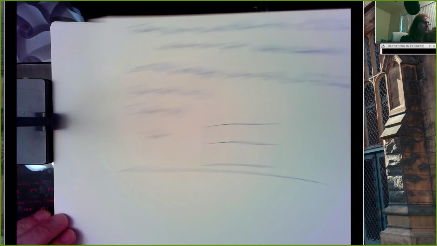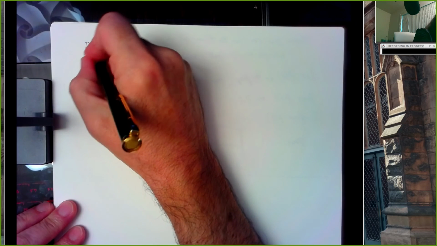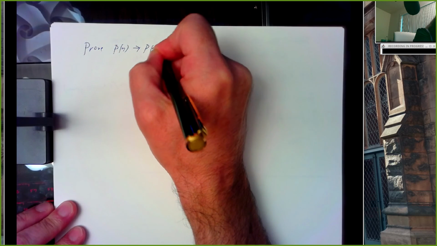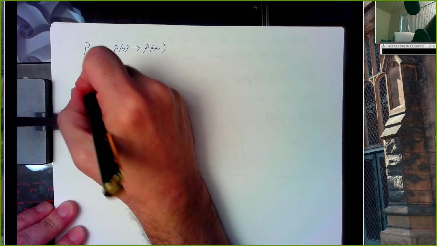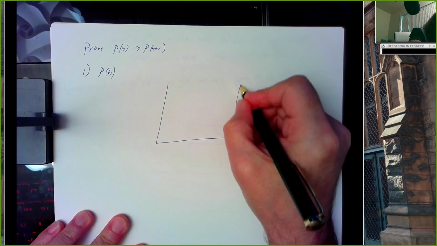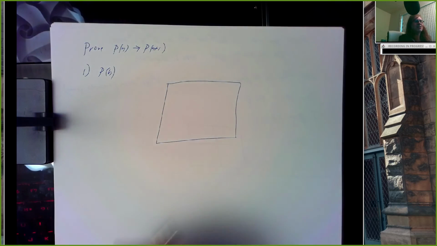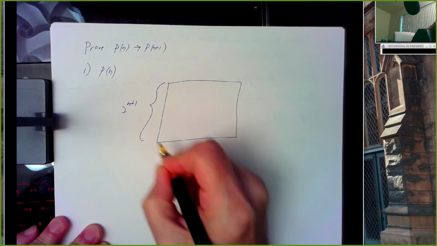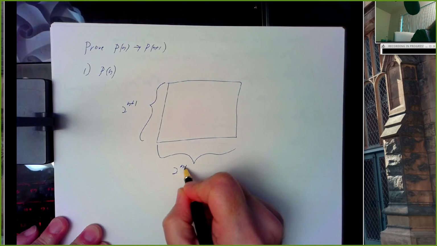Okay, now we have to do the inductive step. The inductive step is usually trickier. We want to prove that P of n implies P of n plus 1. So we're going to assume P of n. That's our hypothesis, and this means that if we have a 2 to the n by 2 to the n room, we can tile it with one missing spot. Okay, so I'm going to make a bigger room. I'm going to make a room which is 2 to the n plus 1 in height and 2 to the n plus 1 in width.